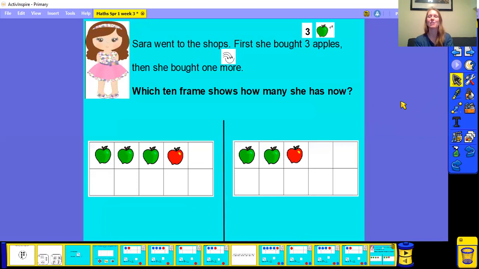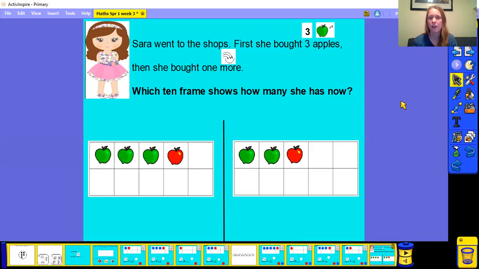Okay, here's a problem. Sarah went to the shops. First, she bought 3 apples. Then, she bought 1 more. Which 10 frame shows us how many she has now? Pause the video, talk to your grown-up about which one is the right answer. Okay, let's look at it together.